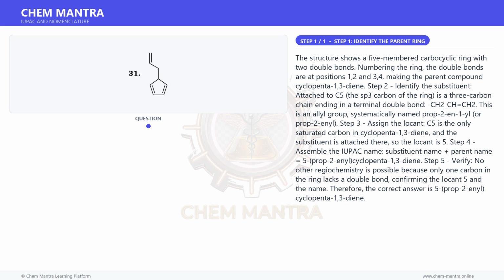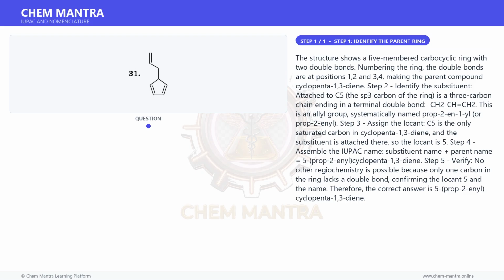Step 2. Identify the substituent attached to C5. The sp3 carbon of the ring carries a 3-carbon chain ending in a terminal double bond, CH2-CH=CH2. This is an allyl group, systematically named prop-2-en-1-yl or prop-2-enyl.